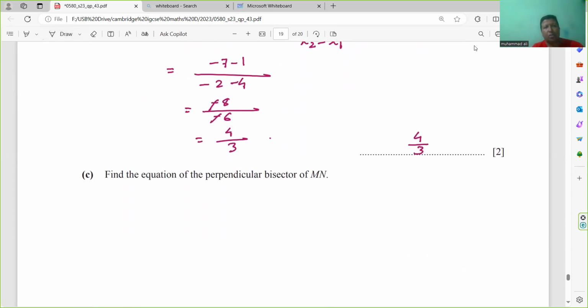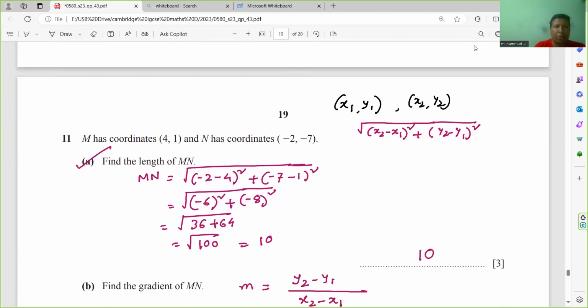Now, find the equation of the perpendicular bisector of MN. This is very important. MN, these two coordinates, like if this is like this, perpendicular bisector. Bisector means the line which passes through the midpoint. So we have to find out the midpoint of MN, and definitely that line will be perpendicular to MN and pass through the midpoint of MN. So at first we have to find out the midpoint of MN. So how can we find out the midpoint of MN?